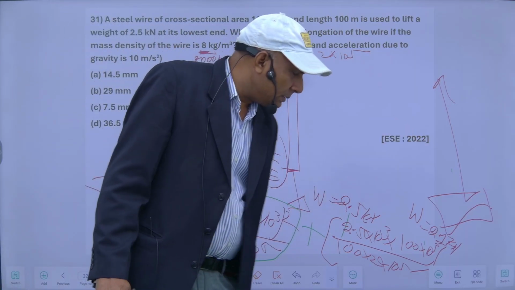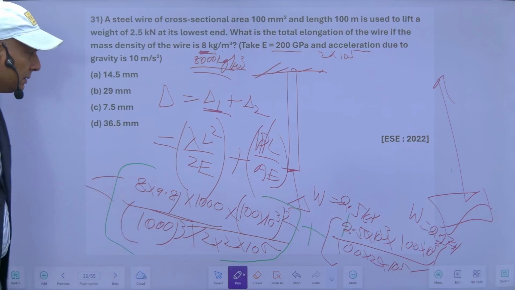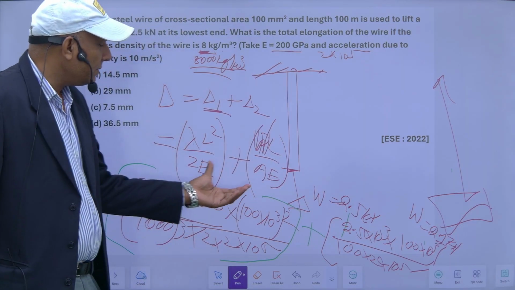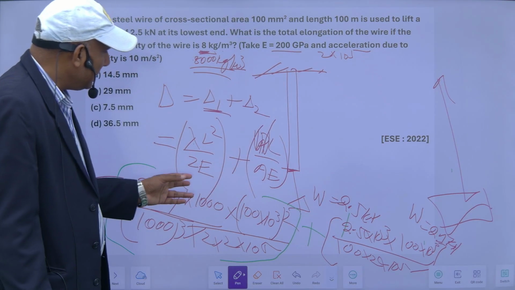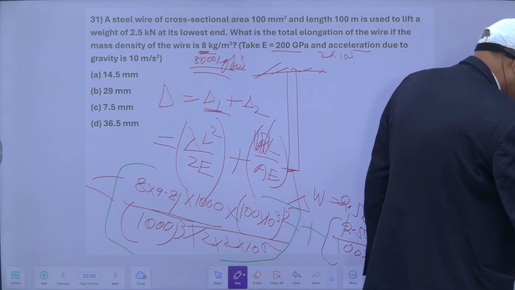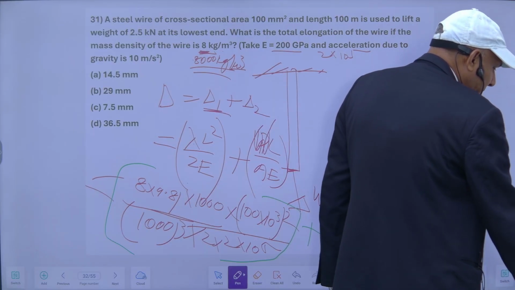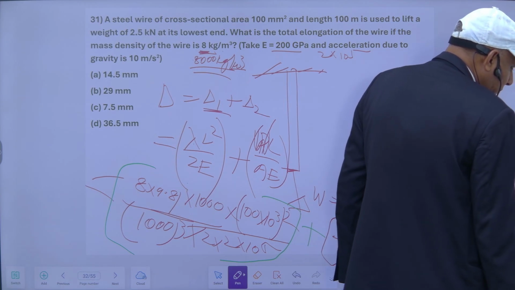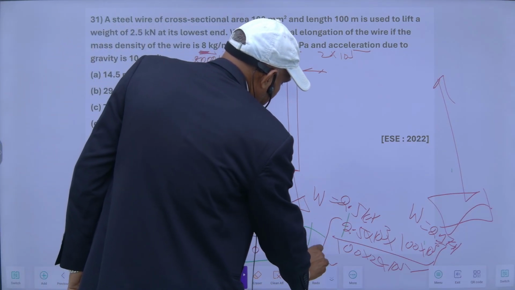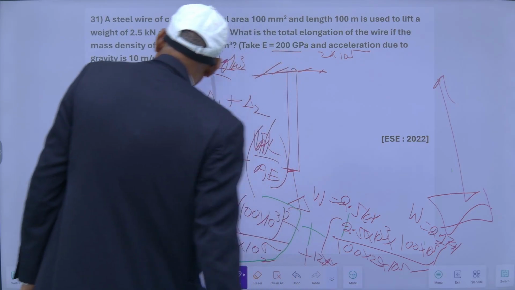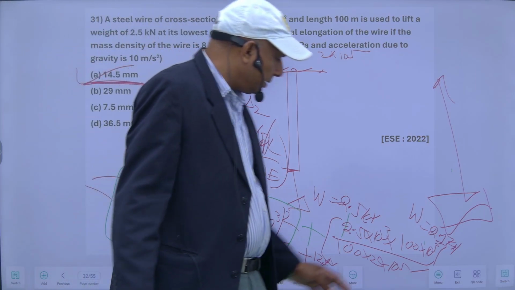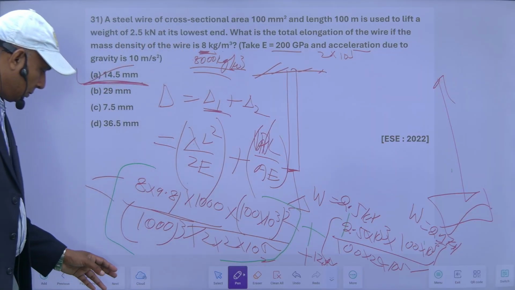Elongation due to the external weight plus elongation due to its self weight: lambda L square upon 2E plus this WL or PL, whatever you can call, upon AE. So delta 1 plus delta 2. So this will be equal to, finally, this will come out to be 12.5 plus 2. So this will be the correct answer. So calculation you people can check. I am not going in depth.